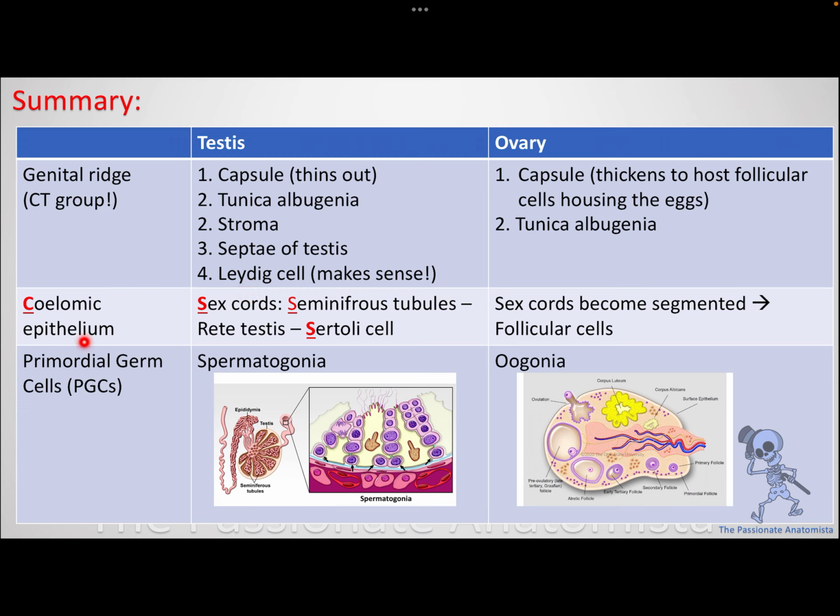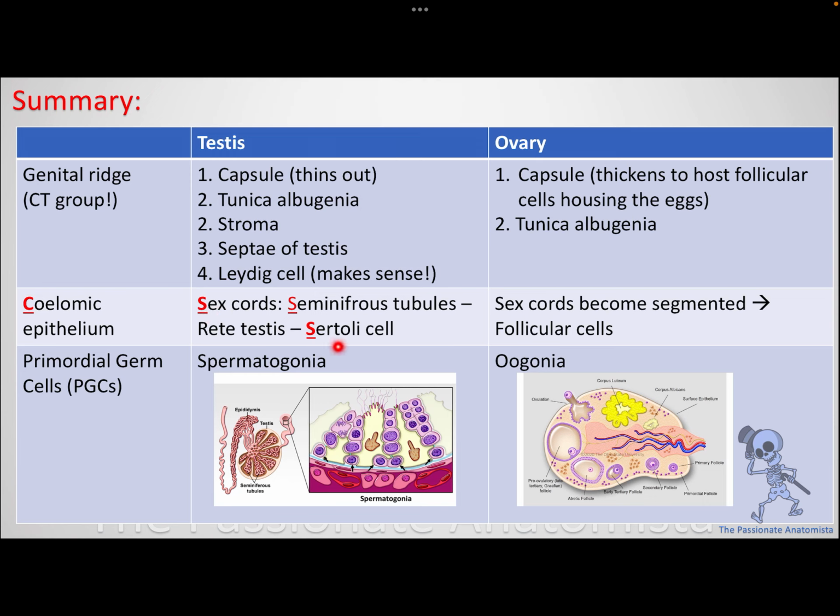However, the coelomic epithelium, which is the invagination. Remember, guys, the epithelium that was lining the intraembryonic coelom, the cavity in the embryo, that was invaginating, giving me the sex cords. It's gonna also give me the rete testis and the Sertoli cells. All right, guys, so remember the coelomic epithelium, C, is gonna give me S structures, the sex cords, S structures.